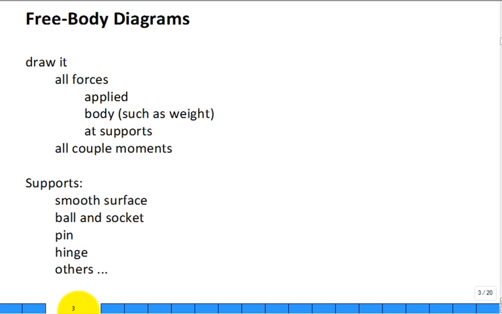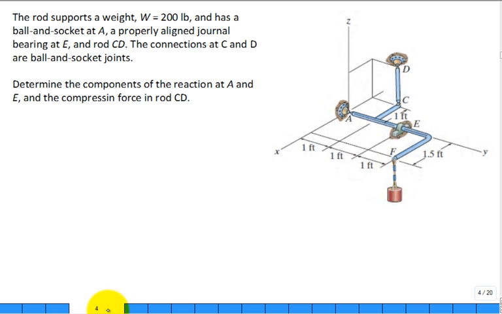So, free body diagram, you have to draw it. You have to learn how to get better at it, draw it, looking to not skip any forces or any other givens like couple moments, and then a bunch of different supports, both in 2D as well as in 3D. This problem I started last time. Let me start it again and solve this problem, okay?